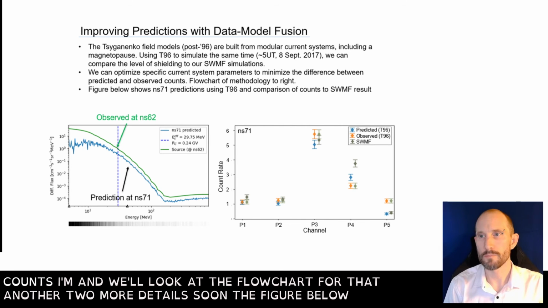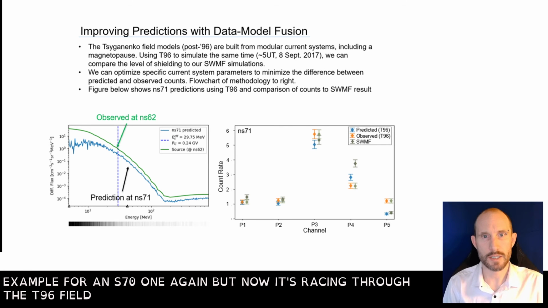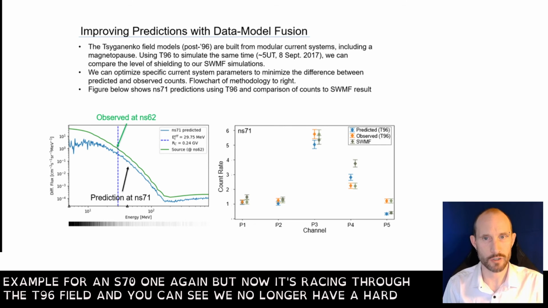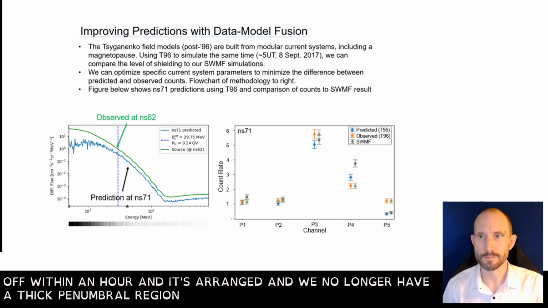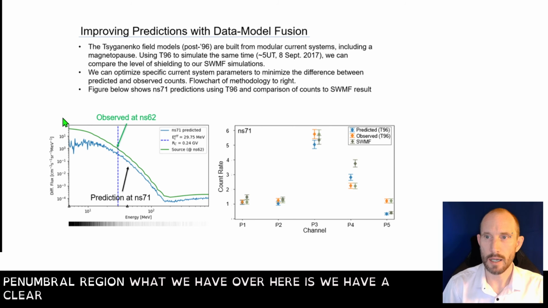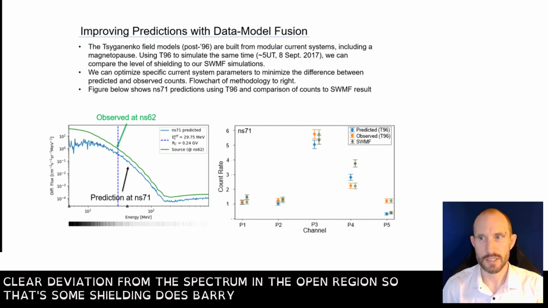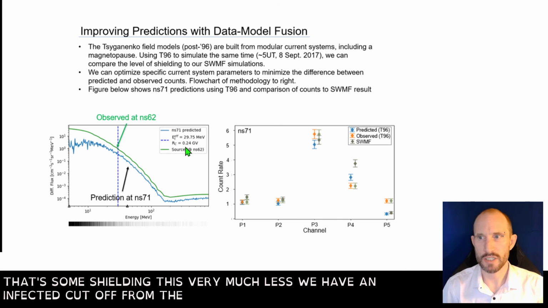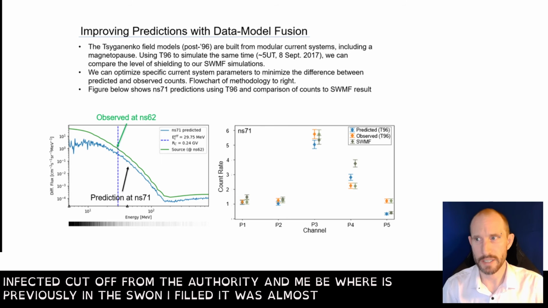And we'll look at the flow chart for that in a little more detail soon. The figure below shows an example for NS71 again, but now tracing through the T96 field. And you can see we no longer have a hard cutoff within our energy range, and we no longer have a thick penumbral region. What we have over here is a clear deviation from the spectrum in the open region. So there's some shielding, but there's very much less. We have an effective cutoff near 30 MeV, whereas previously in the SWMF field, it was almost 50 MeV.